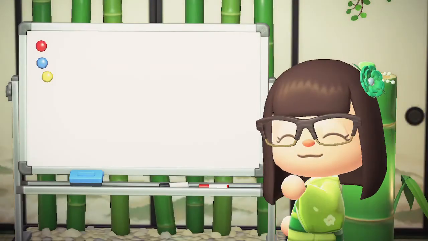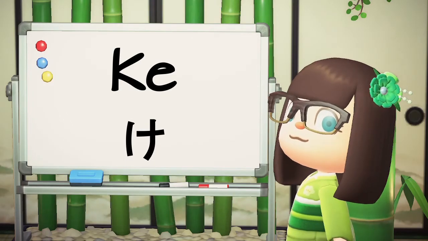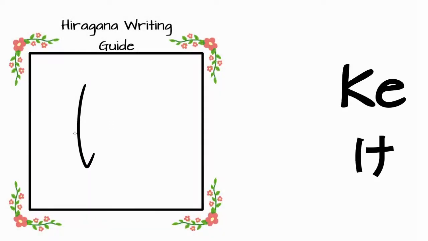Alright, next we have Hiragana ke. This character has 3 strokes. First stroke. For the first stroke, it kind of leans inward like a parenthesis, and it has a hook at the bottom. Second stroke. It is a straight line, and it starts a little bit below this part here.